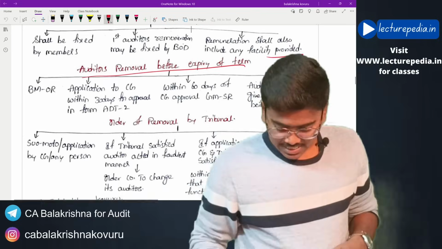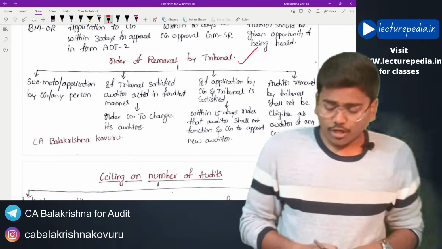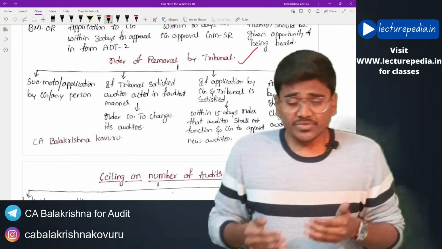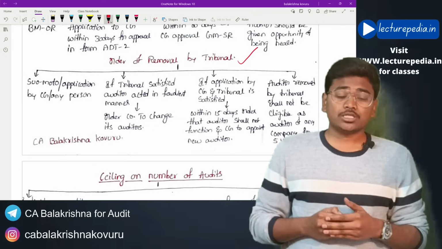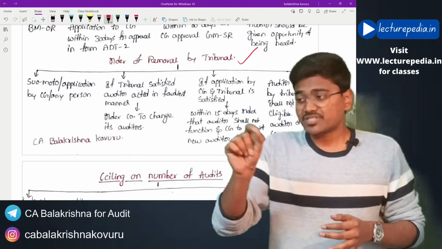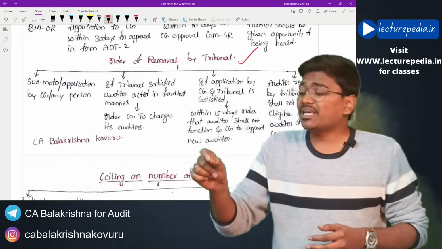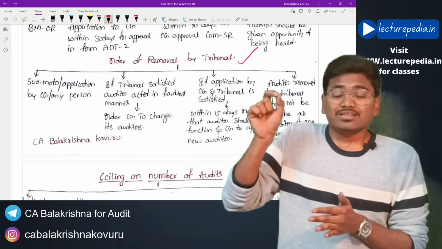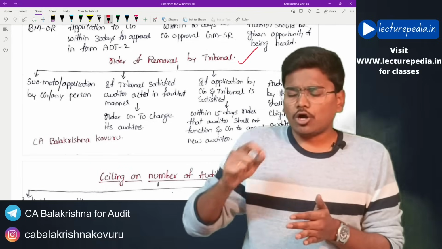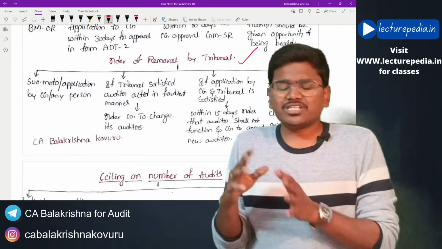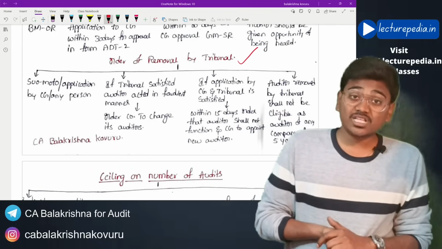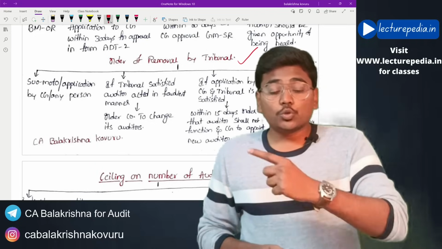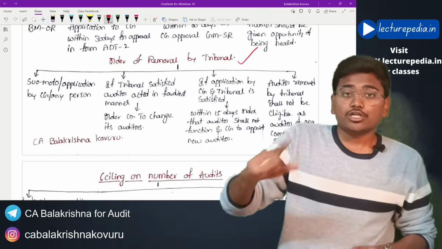Next, coming to order of removal by tribunal. Sometimes what happens is the tribunal, either on its suo motu basis or on an application made by central government, state government, or by any other person, feels that the auditor is conducting his activity in a fraudulent manner. In that case, the tribunal can order the company to remove such an auditor and appoint a new auditor.